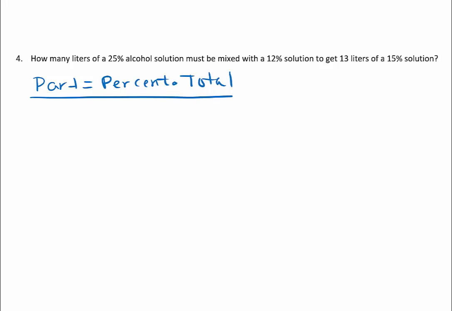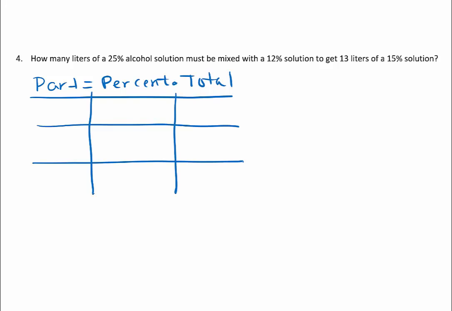Finally, my last example is a mixture problem. How many liters of a 25% alcohol solution must be mixed with a 12% solution to get 13 liters of a 15% solution? So I have one solution that's too strong, one is too weak. I'm going to combine them to get something kind of in the middle. I'm dealing with percentages here, and so I'm going to remember the fact that the part is always equal to the percent times the whole, or percent times the total. That's my basic percent equation.